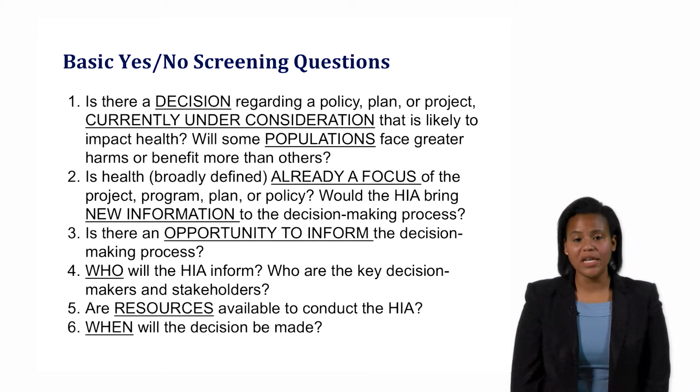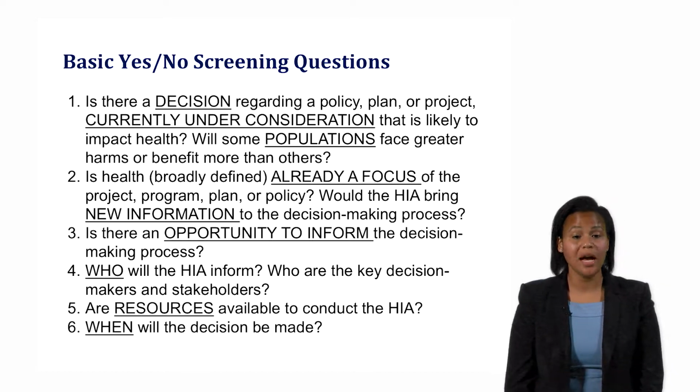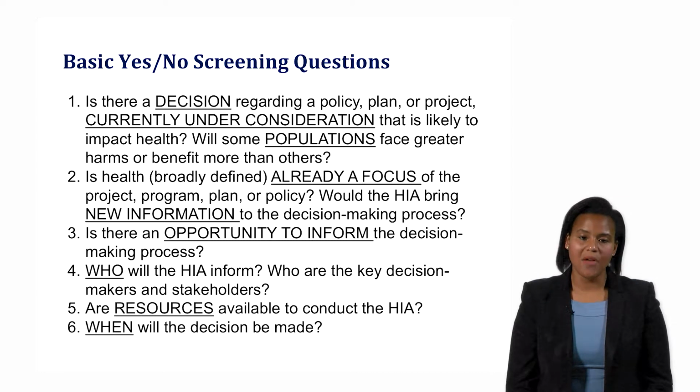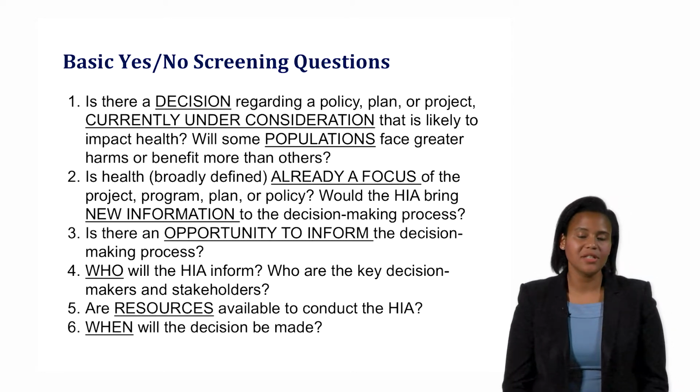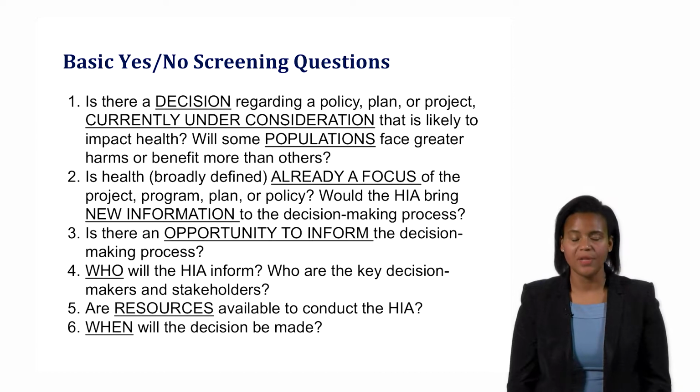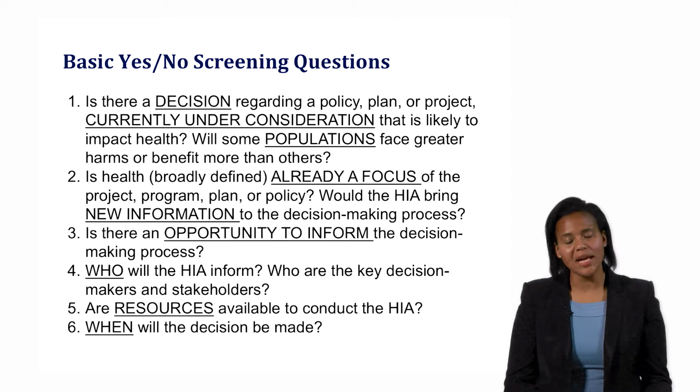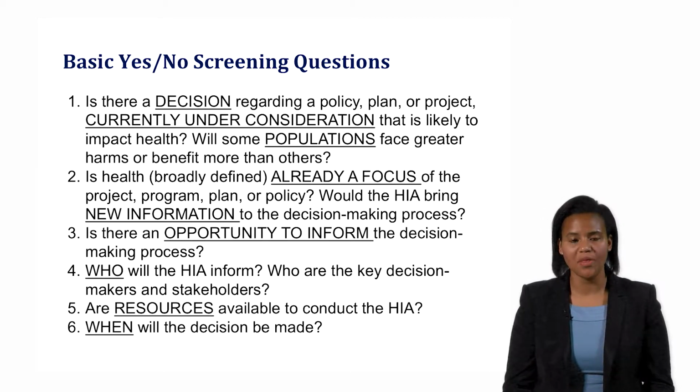There are a number of screening questions that would yield a yes or no answer that would help you decide whether or not you should do an HIA. So one of these questions is, is there a decision regarding a policy, plan, or project that's currently under decision that is likely to impact health? So the first thing, if we dissect the sentence, is there a decision? Is there a proposal that's being considered? The second part is, is it currently under consideration? And again, since HIAs are not about an academic exercise, we want them to inform decision-making. We want a decision that's actively being considered.